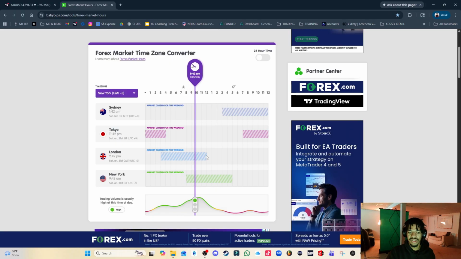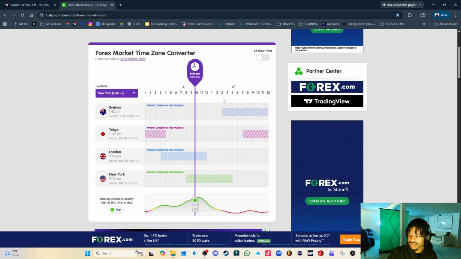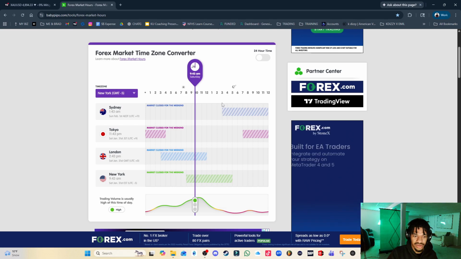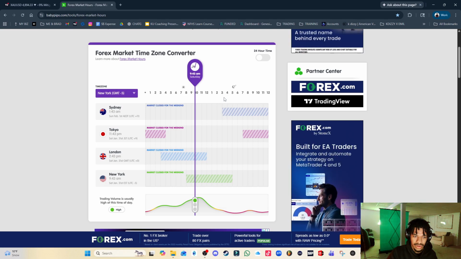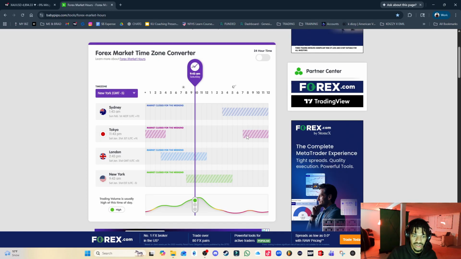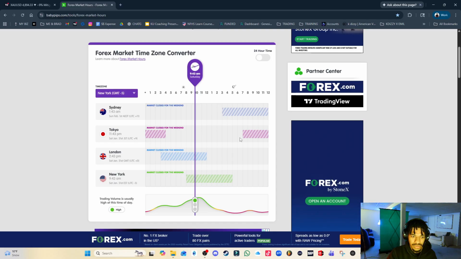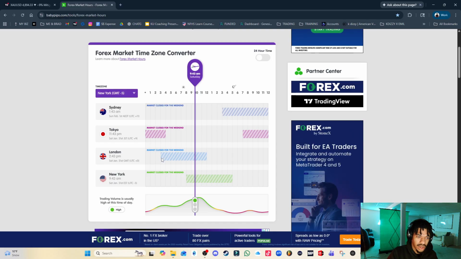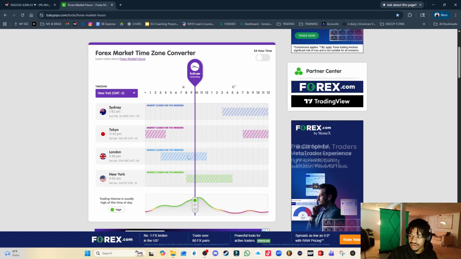As you can see, the little rectangle, as soon as it starts right here, that's when it opens. So 3 p.m. is when Sydney session opens, and then Tokyo session opens at 7 p.m., and then London session opens at 3 a.m., and then New York session opens at 8 a.m. And it shows you also when it closes. So like 4 p.m. it closes.